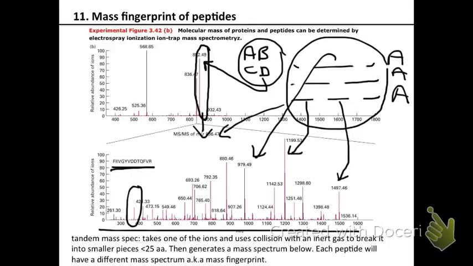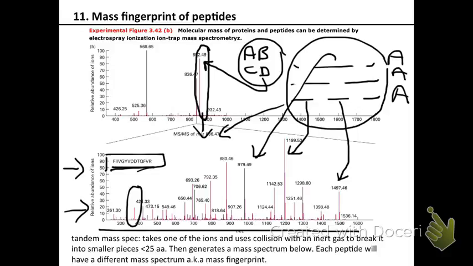So if you have a database containing all possible mass spectra coming from all different kinds of peptides, what can you do? Once you run your sample, you get a whole bunch of different mass spectra, and you go to the database and you ask, what amino acid sequence does this mass spectrum come from? And the database is going to tell you, okay, that particular mass spectrum can be generated from this sequence.